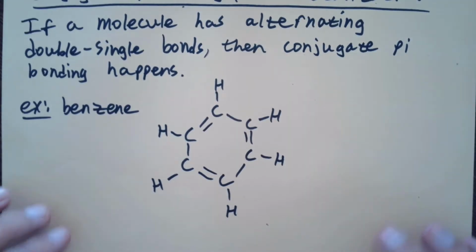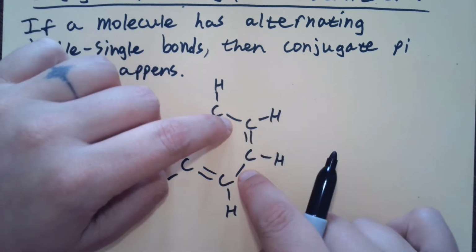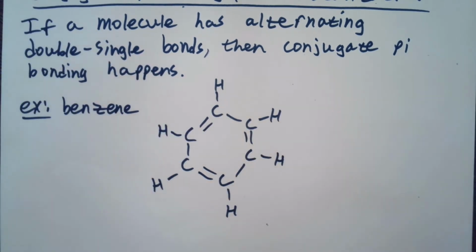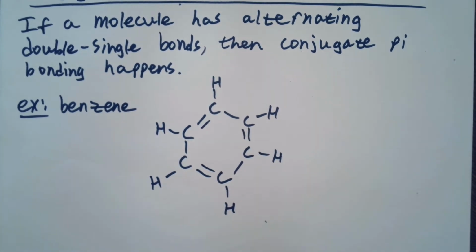And so it also has a bunch of interesting stuff. It also has a resonance structure, because I could have drawn my double bonds here, here, and here, and then left these all as single. That would be equally correct. So it has a resonance structure, which is important to conjugate pi bonding as well.